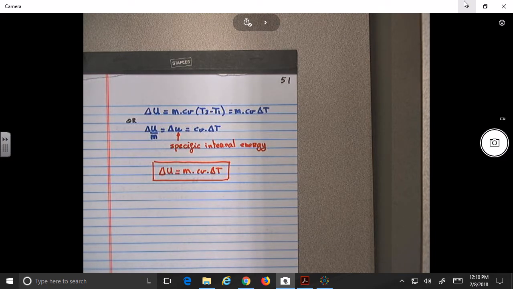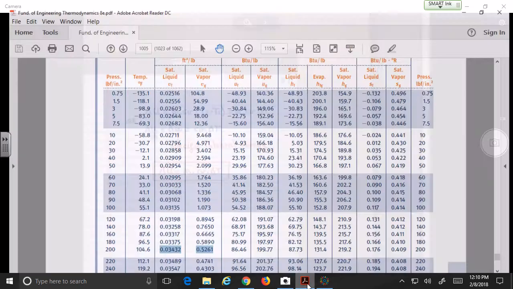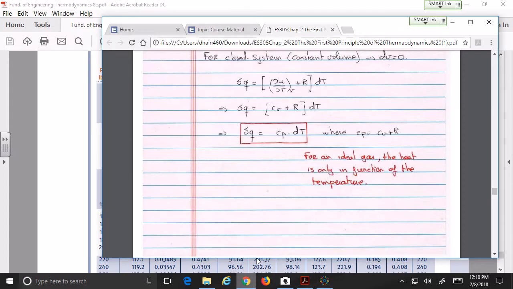If you look into a more complicated explanation of what CV is, CV is the partial derivative of the internal energy with respect to the temperature at constant volume. So what does that mean? If you want, I can show you very quickly. We can write it down. I think it's the way I did it in some old class notes.